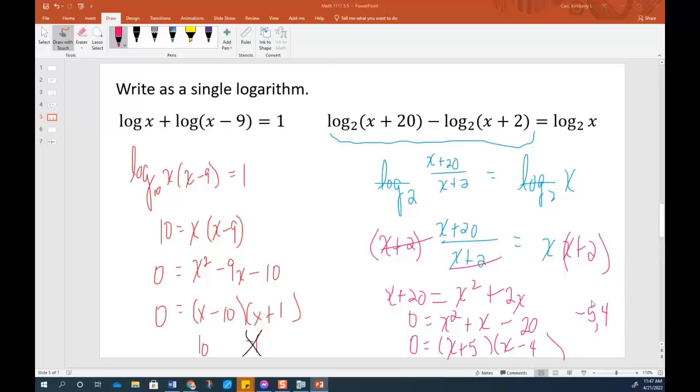Now again, this negative I'm really concerned about, so I want to go up there and check. Negative 5 plus 20 is positive 15, so it's fine in that one. But when I move over here, negative 5 plus 2 is negative 3. It doesn't work in that one, and it certainly doesn't work in this one because that would just be log base 2 of negative 5. You can't have a logarithm with an argument that's negative. So my only final answer, negative 5 was extraneous, and 4 is the final answer.